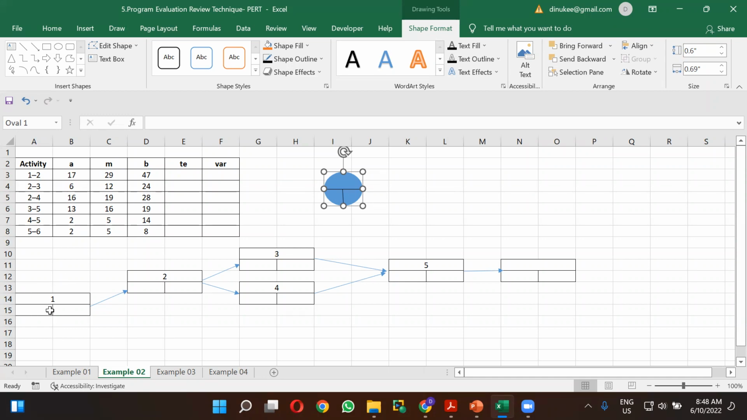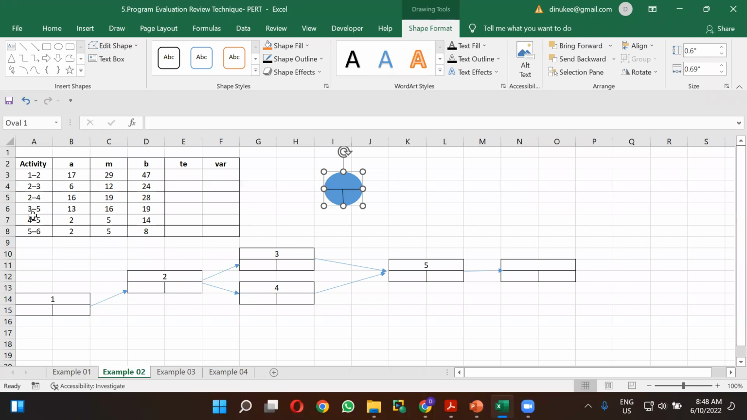After completing activity 1, you can go for activity 2. So 1 to 2. And then from activity 2 to 3. And then activity 2 to 4. Therefore, the arrow should come from activity 2 to 4.